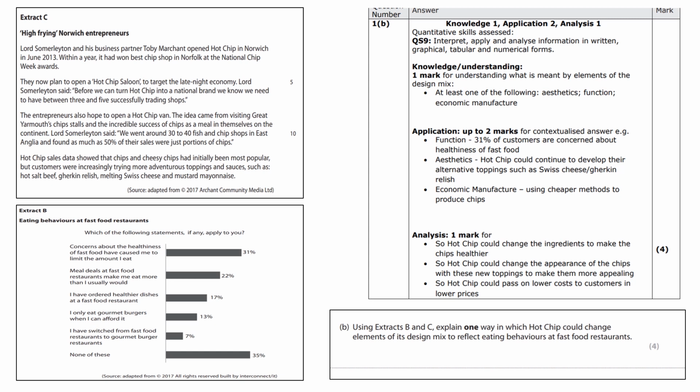Let's look at analysis. 1 mark for your analysis. You could state, remember it's about the reasons, the consequences, and using those connectives. You could state that Hot Chip could manage the ingredients to make the chips healthier. So Hot Chip could change the appearance of the chips with these new toppings to make them more appealing. So Hot Chip could pass on lower costs to customers in lower prices. So these are some consequences that you need to consider in regards to answering a question such as this.